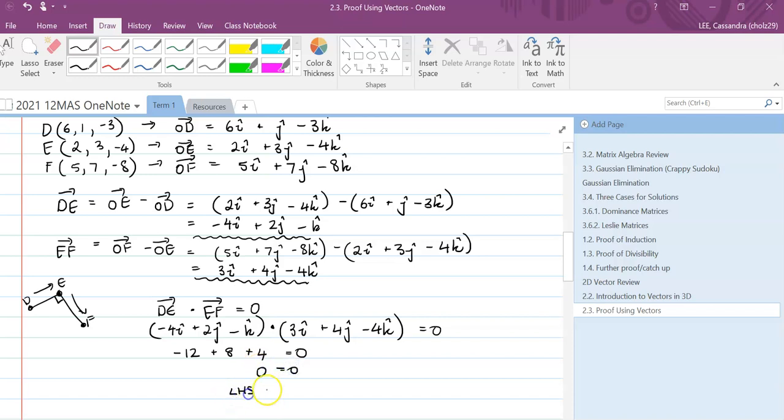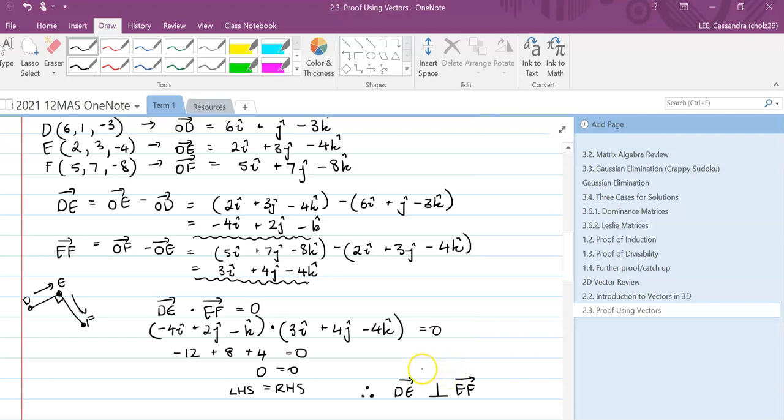So in this case, our left-hand side is equal to our right-hand side. And therefore, we can make the statement that our vector DE is perpendicular, we're going to use this symbol here, which means perpendicular, to our vector EF. And so therefore, this is going to be a right-angled triangle.